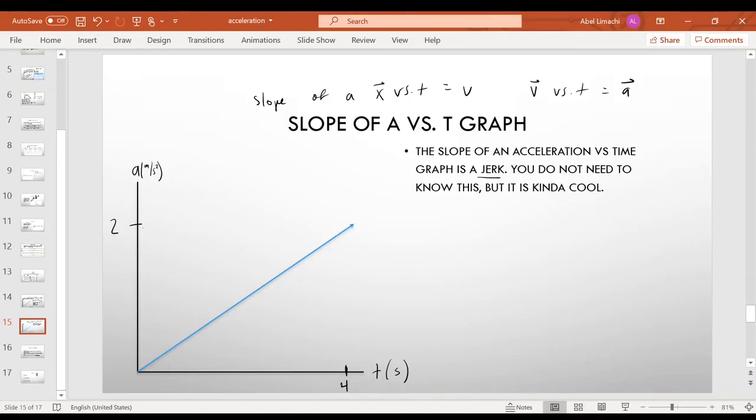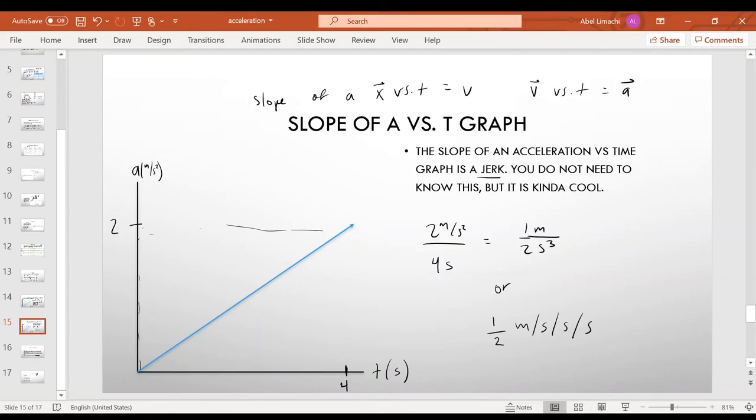You do not need to know this. You don't have to even write this down if you don't want to. But it's kind of cool, just to know it. So again, if you want to do it, rise over run, you get 2 meters per second squared over 4 seconds. It's going to be equal to 1/2 meters per second cubed. Or if you want to be even weirder, 1/2 meters per second per second per second.